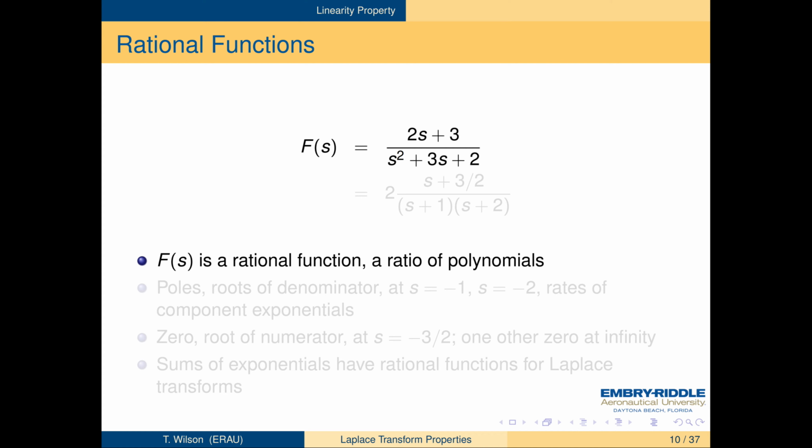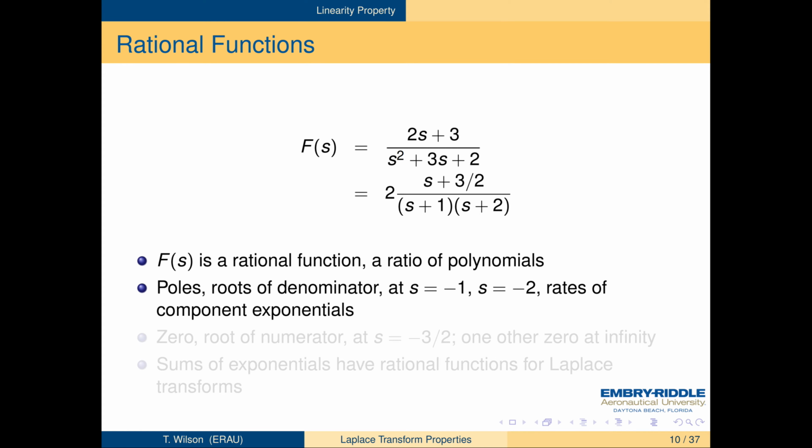Our F of s is a rational function in s, a ratio of polynomials in s. We can treat each polynomial as a sum of powers in s, or we can write it in factored form. F of s has poles at s equals minus 1 and s equals minus 2, the rates of the two exponentials making up f of t. The region of convergence where the Laplace integral is finite is to the right of the rightmost pole at s equals minus 1. F of s has one finite zero in the s plane at s equals minus 3/2.